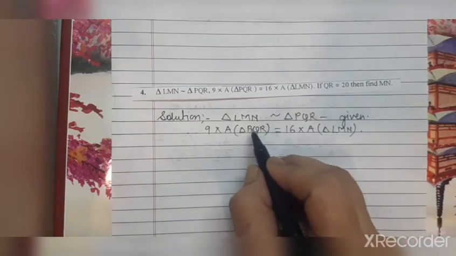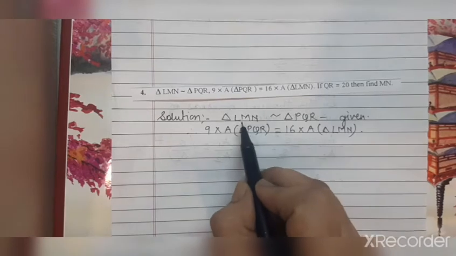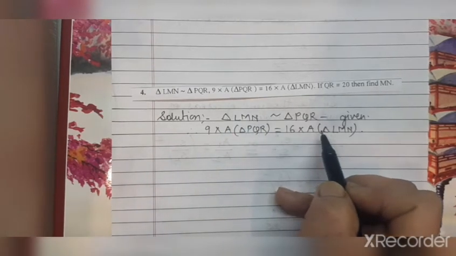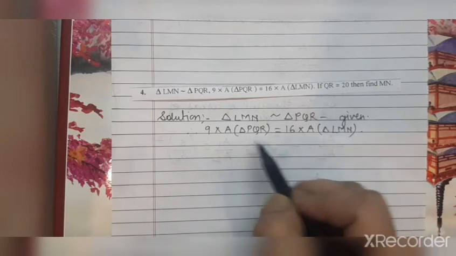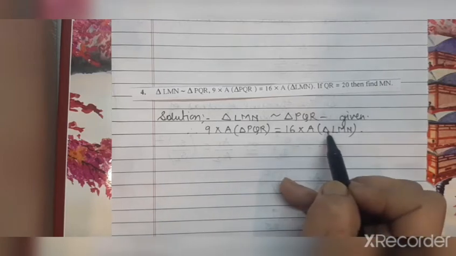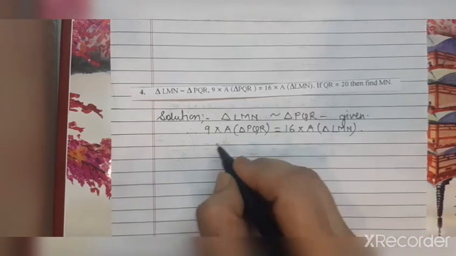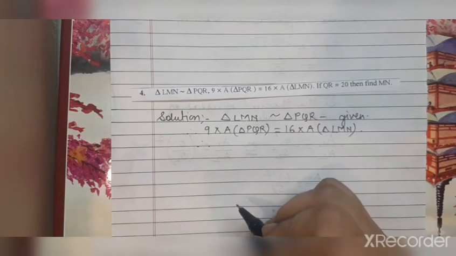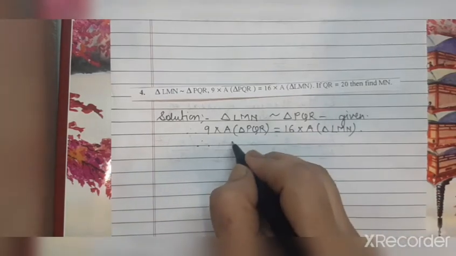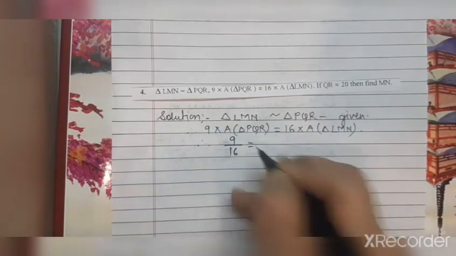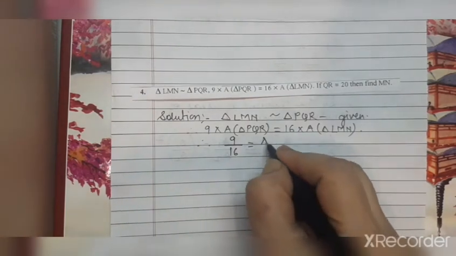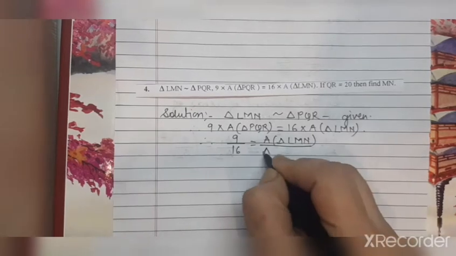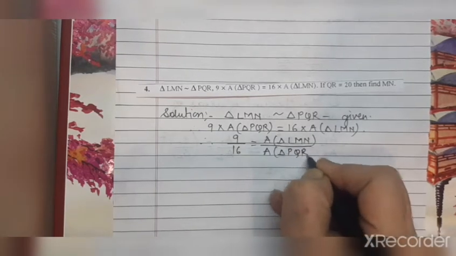So while shifting, be careful because see here, they have given triangle LMN first. So try to shift in such a way, exchange in such a way that the LMN comes at the numerator, the first. So what we do is, we shift this PQR down here and then we shift this 16 down. Okay. So it becomes 9 upon 16 is equal to area of triangle LMN upon area of triangle PQR.